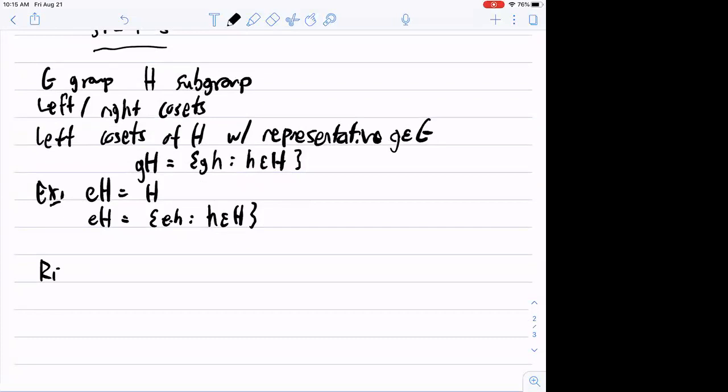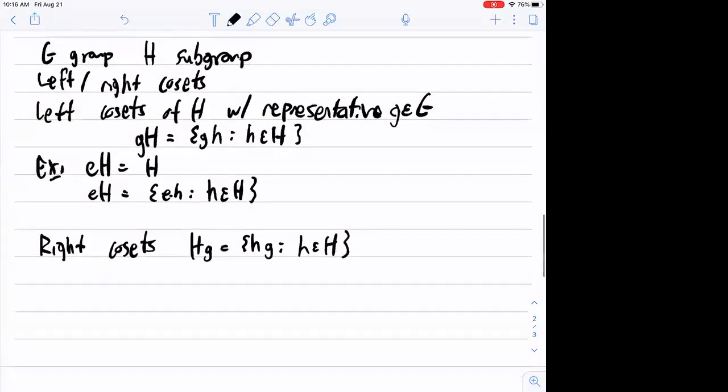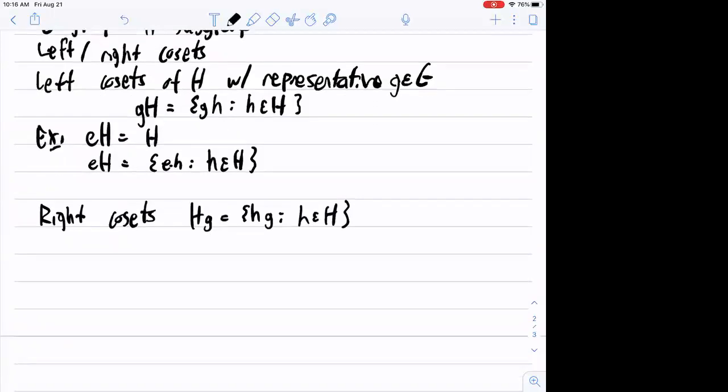And then similarly, right cosets are Hg, right? So this is the set of hg such that h is in H. So you see, if the group is abelian, hg is gh, right? So left and right cosets coincide. Now, the point is that different left cosets, but let's just do left, it's the same for right, so I'll put left slash right, partition G.